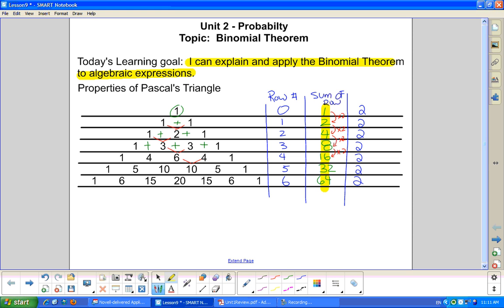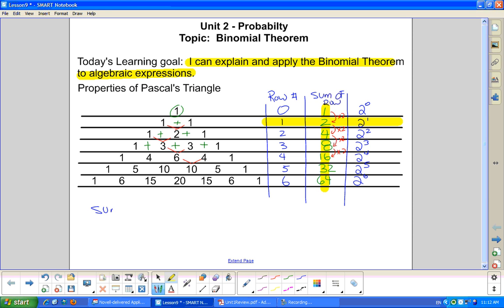In row 1, the sum of the row is 2. So 2 to the exponent 1 gives us a value of 2. To get the 4, you would go 2 squared. 2 cubed is 8. 2 to the 4th is 16. 2 to the 5th is 32. And 2 to the 6th is 64. Going backwards at the top here, 2 to the exponent 0, anything to the exponent 0 is 1.